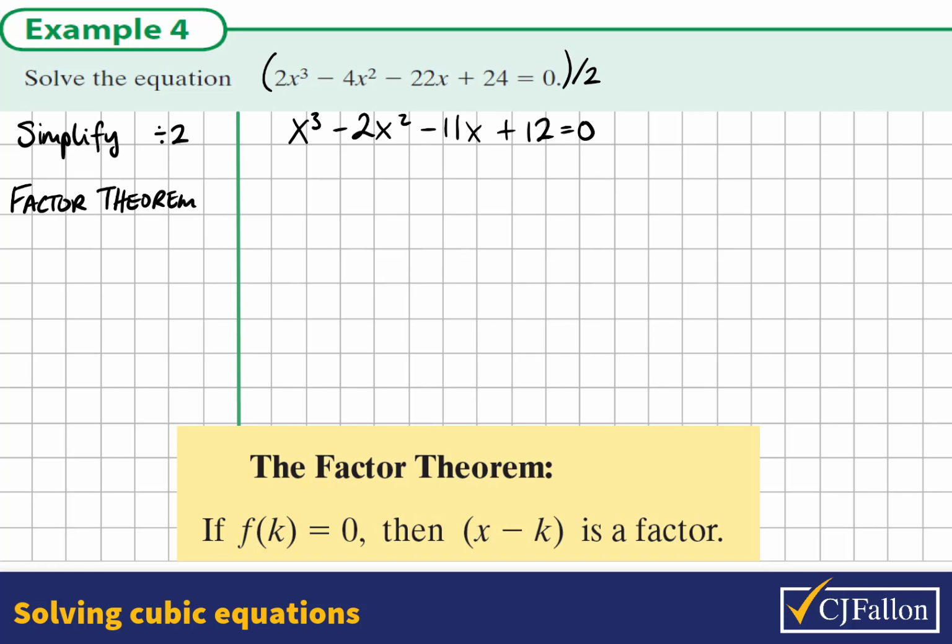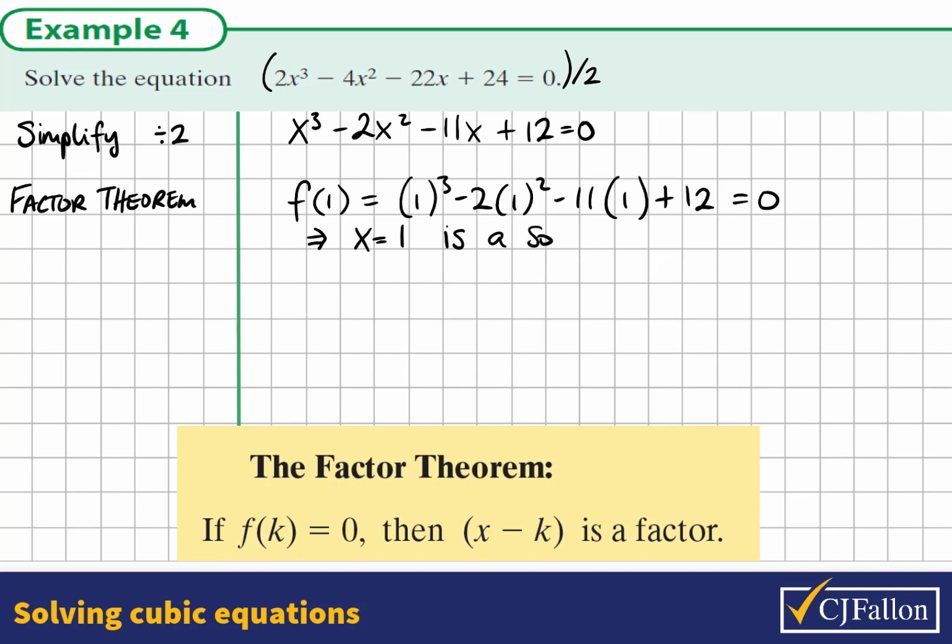Using the factor theorem, if we sub in different values for x, we're trying to see what value of x would give an output of 0. We might sub in the value 1, for instance. When we sub in 1, we see that we do get negative 13 and positive 13, which adds up to 0. Therefore, we can conclude by the factor theorem that x equals 1 is a solution.